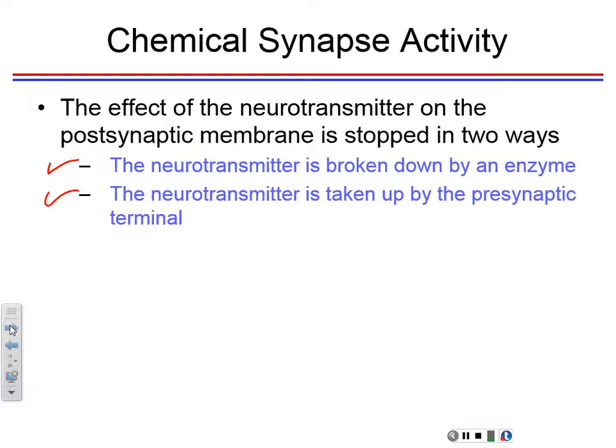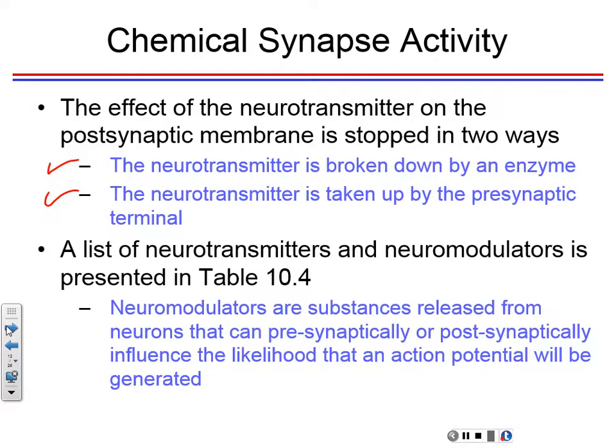So those are the two ways you can stop the impulse. And I'm going to talk about several neurotransmitters. They fall into different classes. I'm going to ask you to know about 3 of them for exam purposes. But then there are other neurotransmitters, and they've got different actions.